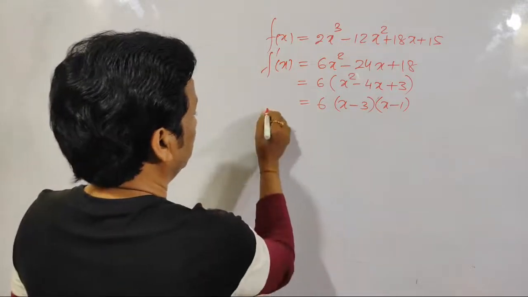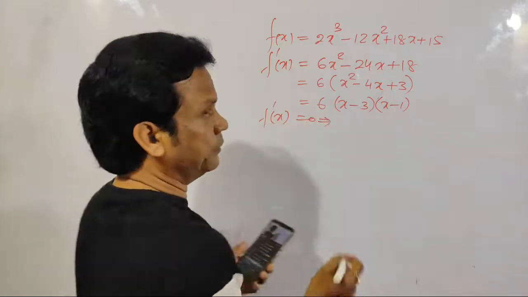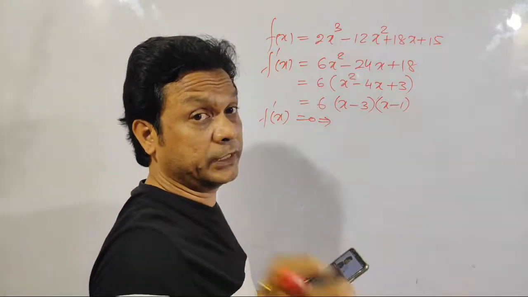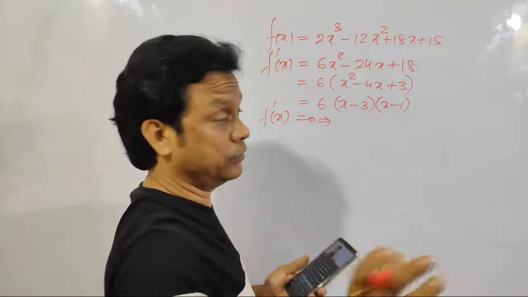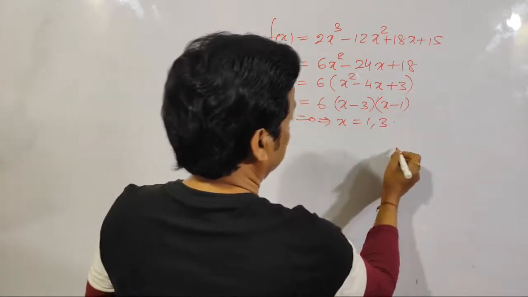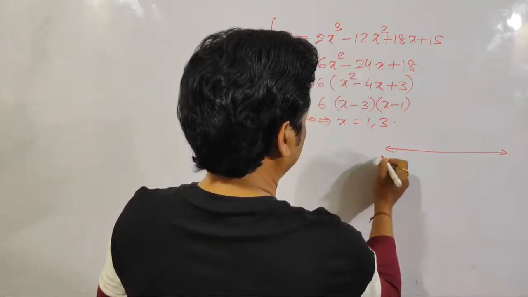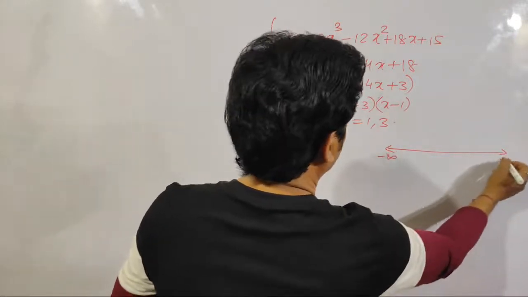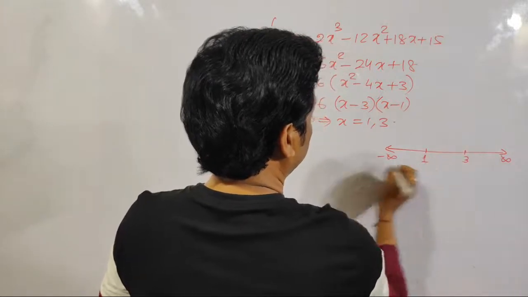Okay, now f dash x equal to 0. First of all, you have to find out at which point the derivative vanishes. That means you have to find out the points where the derivative becomes 0. So x is equal to 1, x is equal to 3. That means there are 2 points where the derivative is 0. This is minus infinity, this is infinity, and 1 and 3 are the 2 points where the derivative is 0.